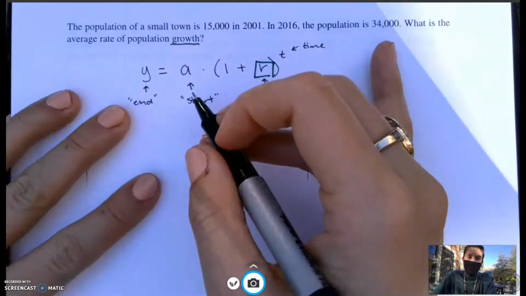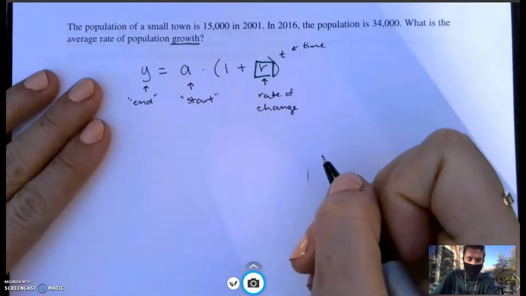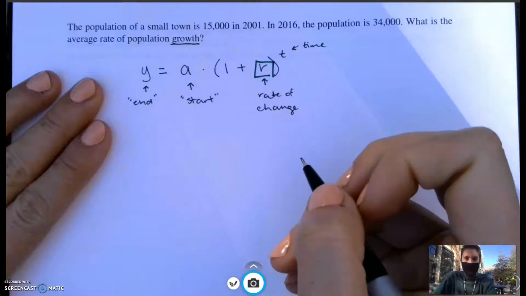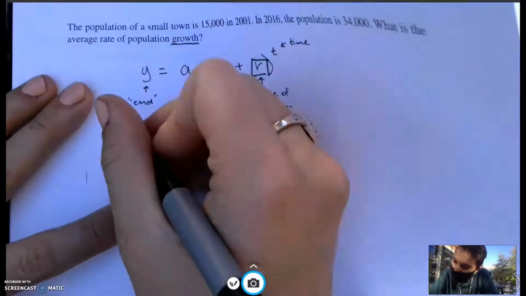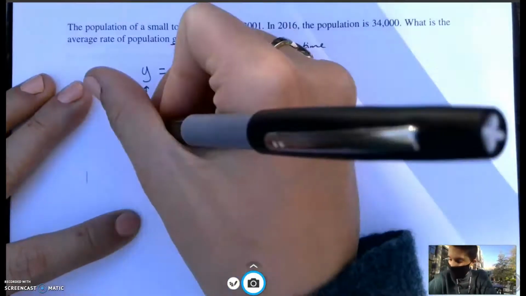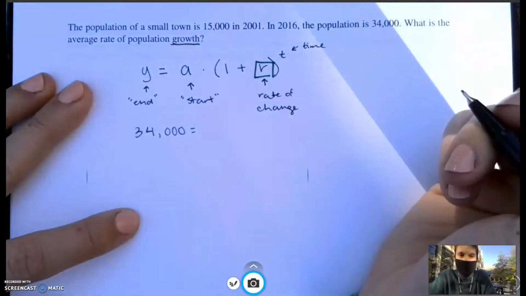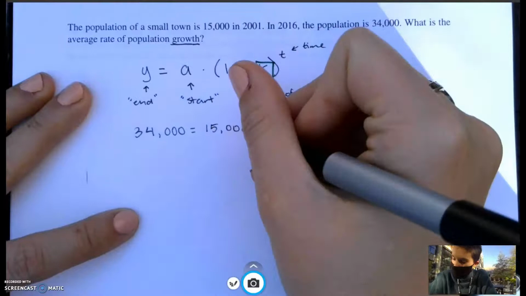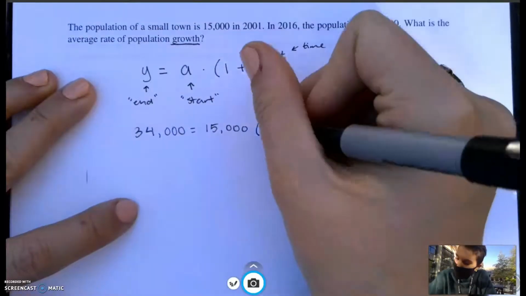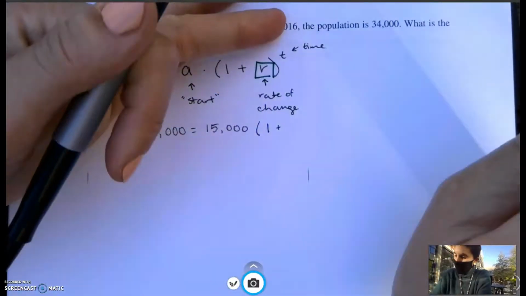So, our Y is where we end. It says we start with 15,000 in 2001. We end in 2016 with 34,000. That means that our Y is 34,000, and our start, A, is 15,000. So we just leave this as 1 plus R, because remember, R is what we're looking for. We don't have it yet.